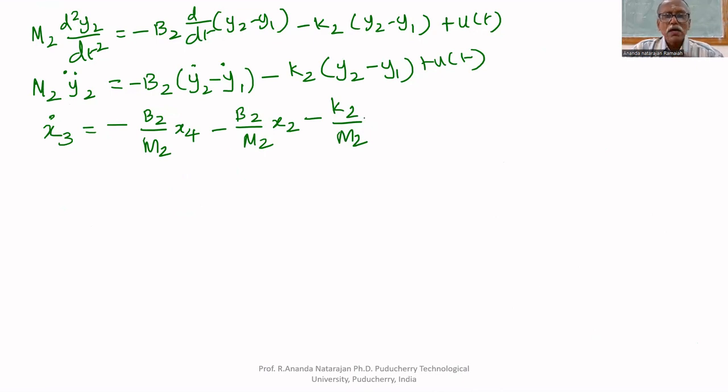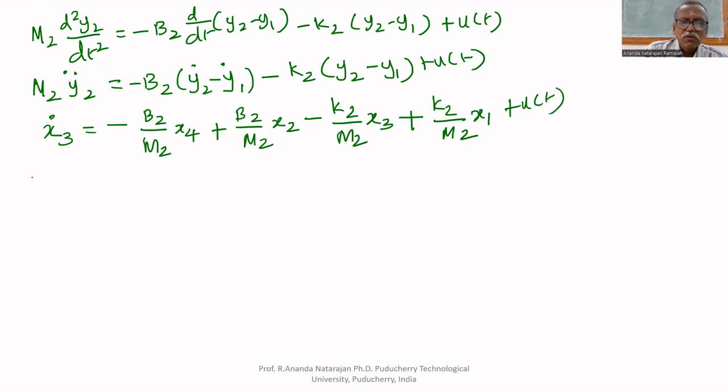y2 is x3, plus k2 by m2. This is plus because of two minus signs. k2 by m2, y1 is x1, plus u of t. So now this is equation B. Already we have one equation, x3 dot equal to x4.